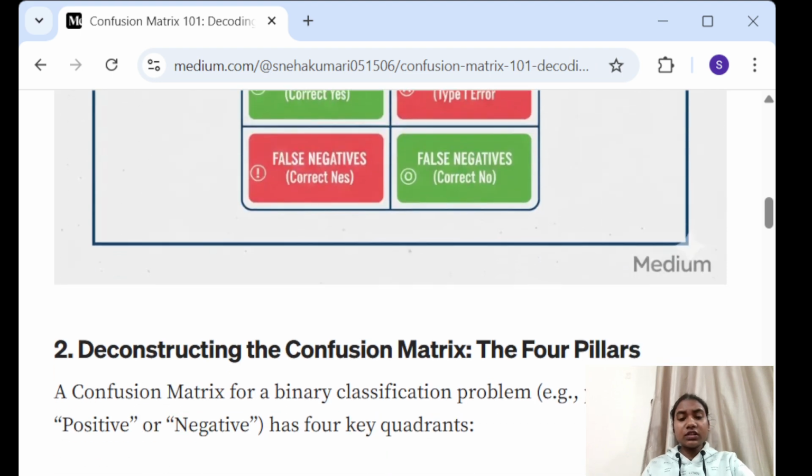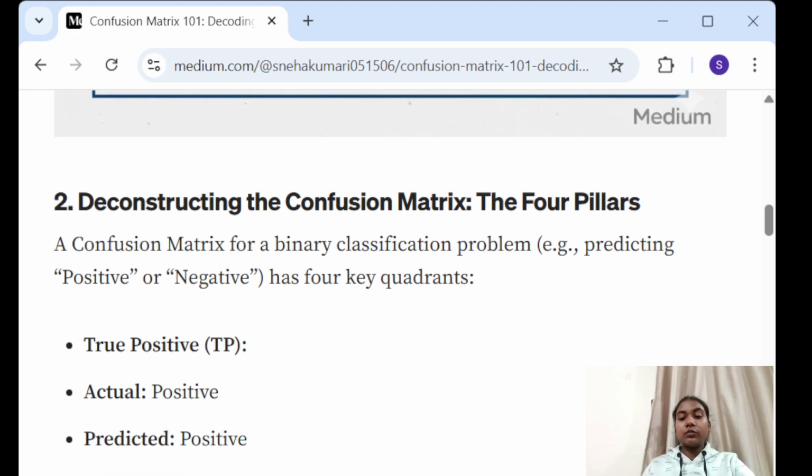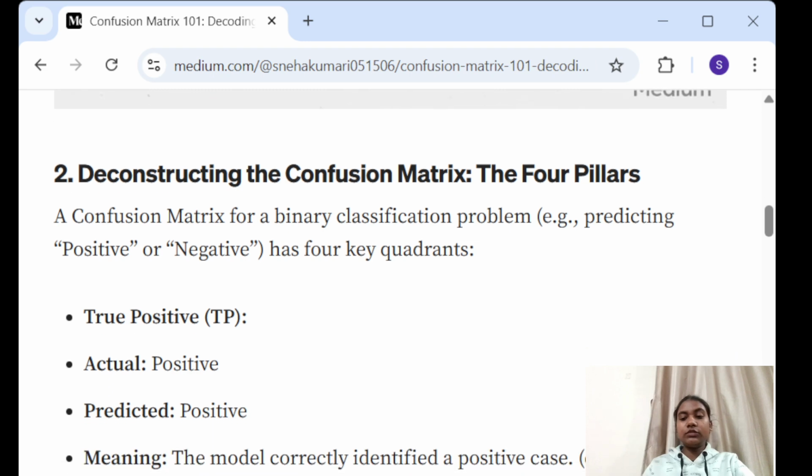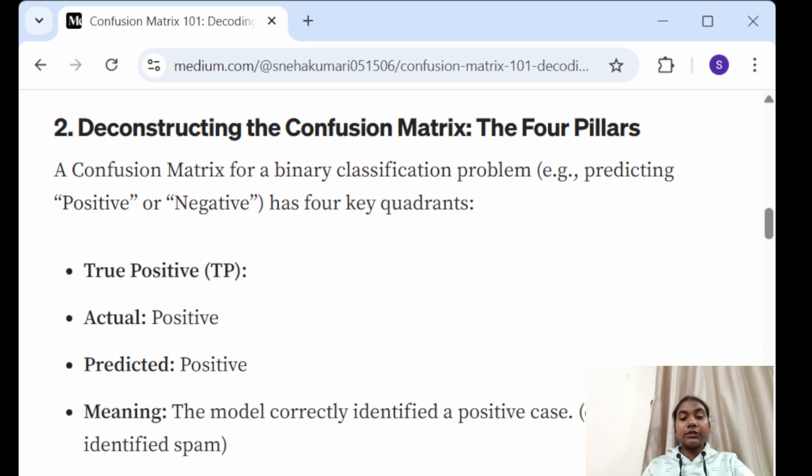So in this confusion matrix we have four pillars, like the true positive. Here we have the actual and predicted value. When the actual value is positive and the predicted value is positive, it means the model correctly identified a positive case, that is, it correctly identified spam. When the actual value and the predicted value are both positive, the result is correct and is identified as correct.